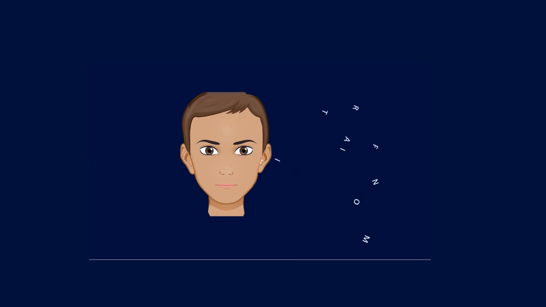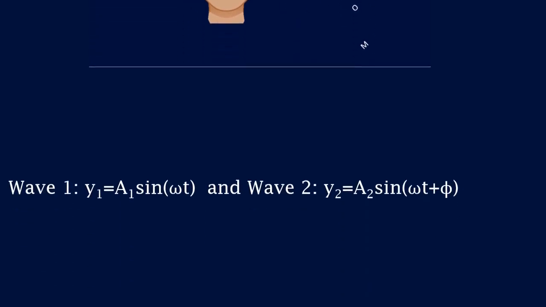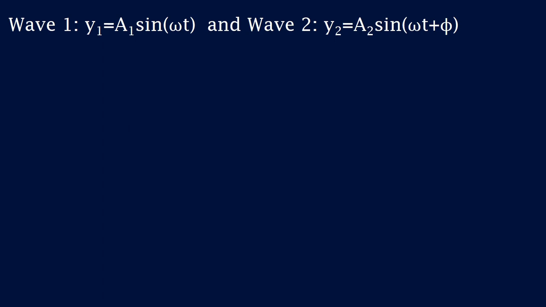Let's go. Superposition. When two waves travel together in a material, each wave moves separately. The combined movement of the waves at any point and time is the total result of adding up the individual movement of each wave. Imagine two simple up and down waves with the same speed going in the same direction.